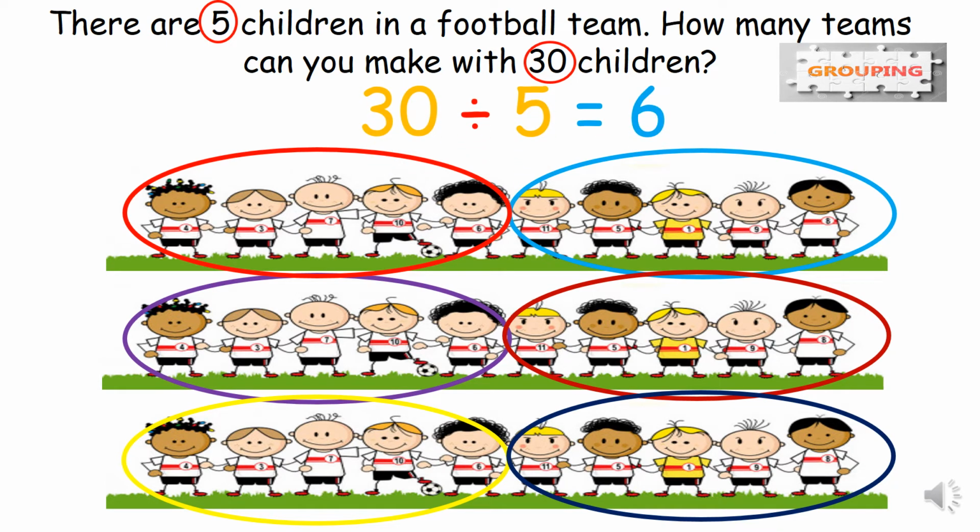Our number sentence is complete now. It says 30 divided by 5 equals 6. And that's because we began with our 30 children and then we grouped them into groups of 5 and we made some groups and we counted them. We had 6 groups. So our answer is 6.